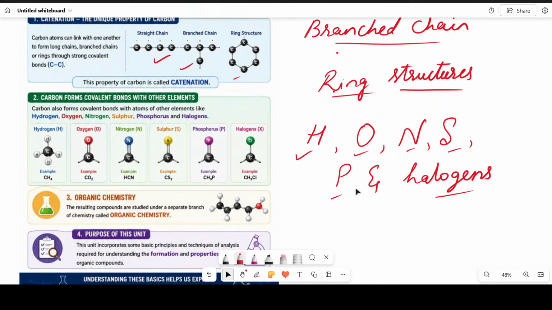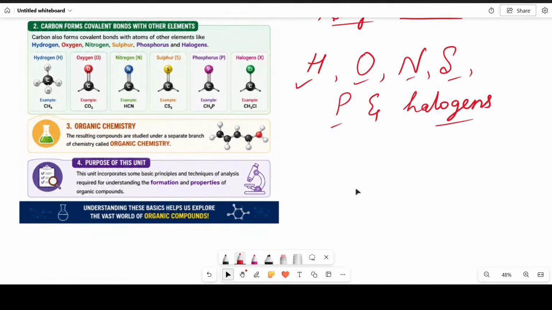Next one, organic chemistry is the study of these compounds. Whatever compounds are formed with these atoms, we study about these compounds, and this study of compounds is called organic chemistry. The study of these organic compounds is called organic chemistry.